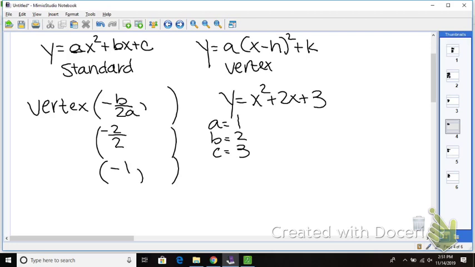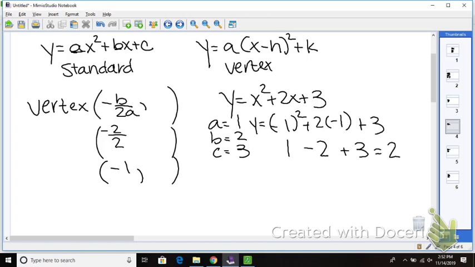If you know an x, how can you find its y? Plug it into the equation. So we're going to take this negative 1, and everywhere we see x, we're going to plug in negative 1. So I'll have negative 1 squared plus 2 times negative 1 plus 3. Negative 1 squared is just 1. Minus 2 plus 3. So I have negative 1 plus 3, which is going to be 2. So when x is negative 1, my y is 2, and that's my vertex.